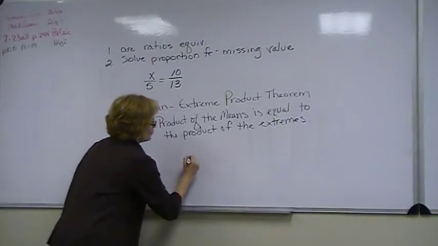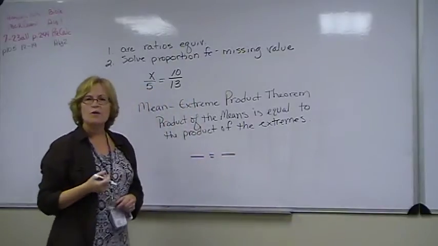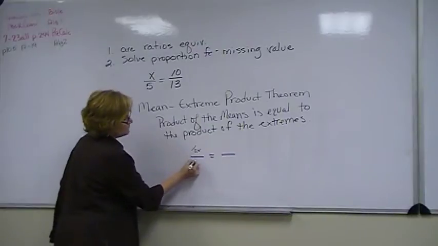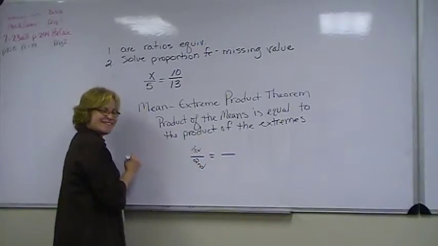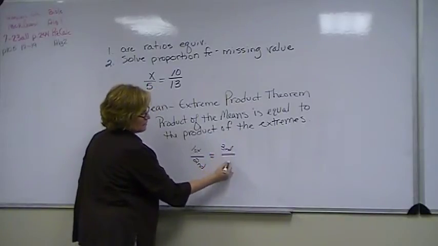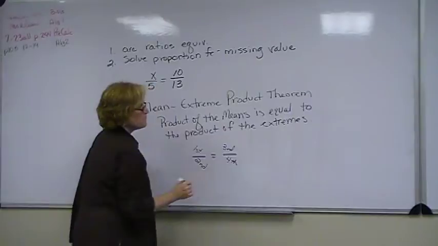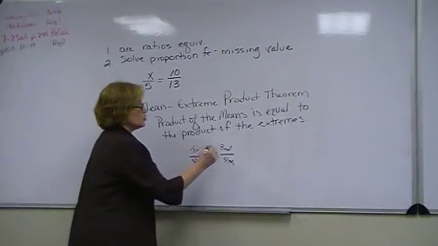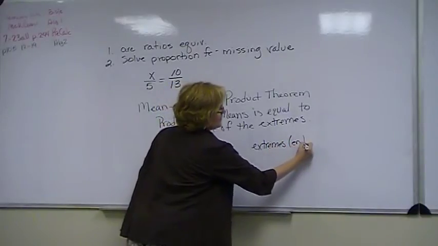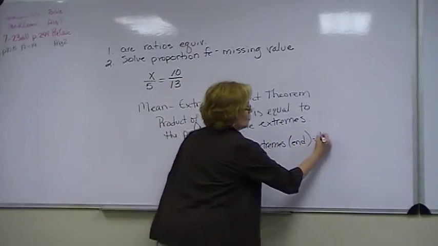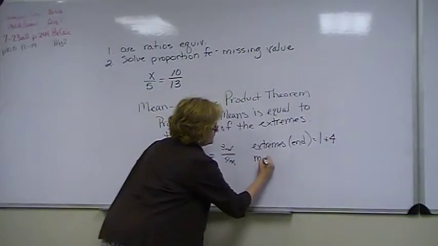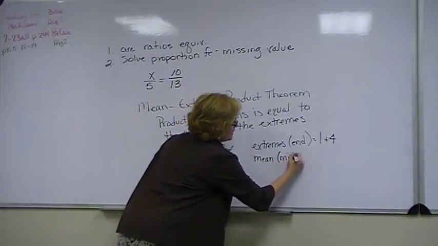Well, let's write a proportion without putting the values in. And we'll say the numerator of the first is called the first term. The denominator is the second. The numerator of the second one is called the third. And the denominator of that one is called the fourth. Well, the extremes are the end values, which would be 1 and 4. And the means are the middle.